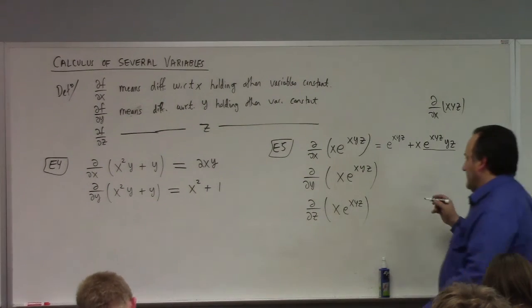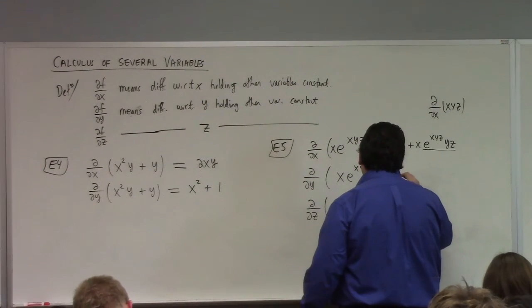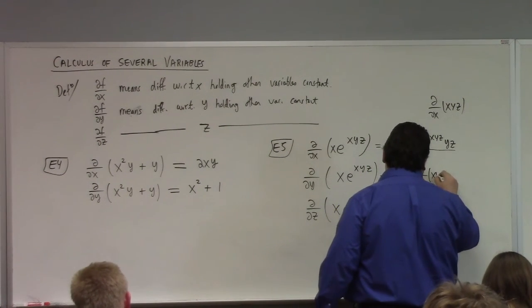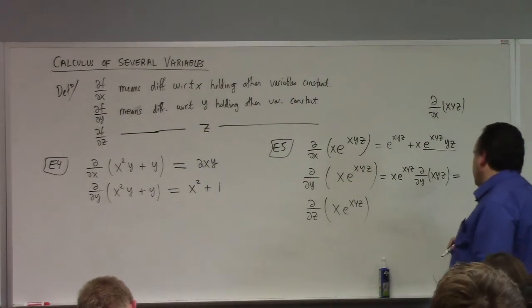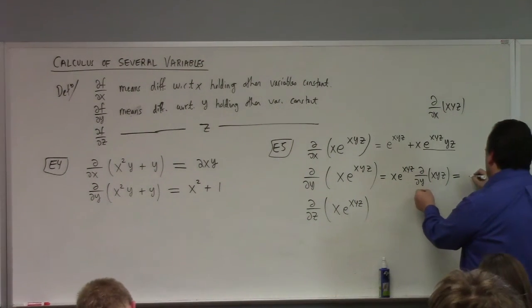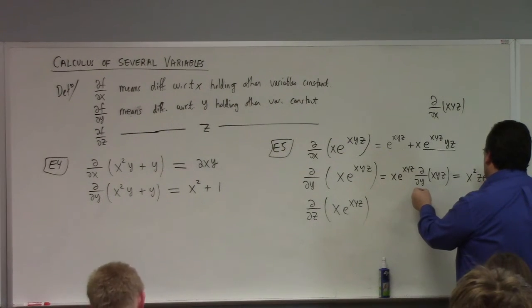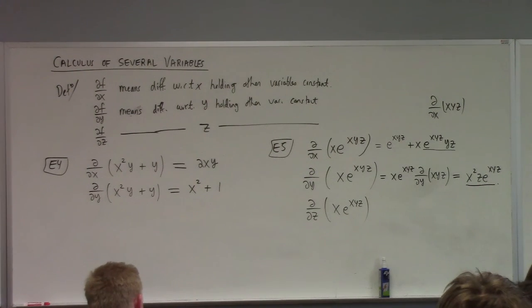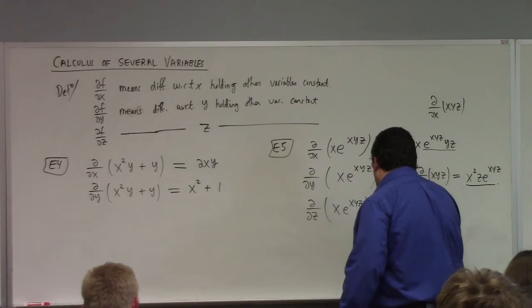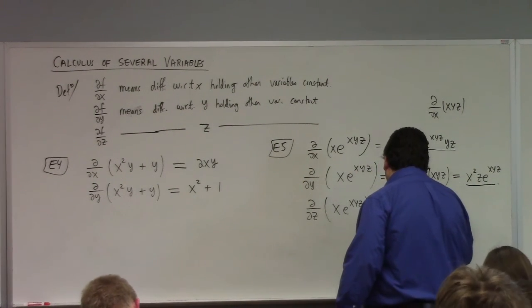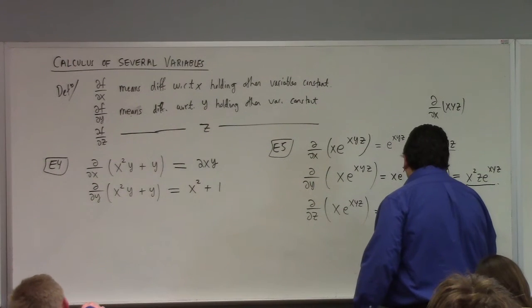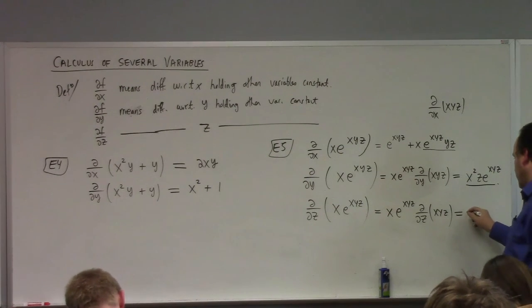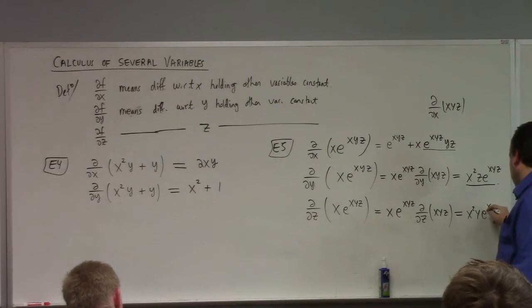So the next one, I'll write a step for the next one. The x pulls out, and then we have e to the xyz, and then chain rule says I must multiply by the derivative with respect to y of xyz, which is what? That just pulls out an xz. So I get x squared z e to the xyz. It's that one. And then next, again, x pulls out. We have e to the xyz times partial z of xyz, and that differentiates just to xy. So we've got x squared y e to the xyz.